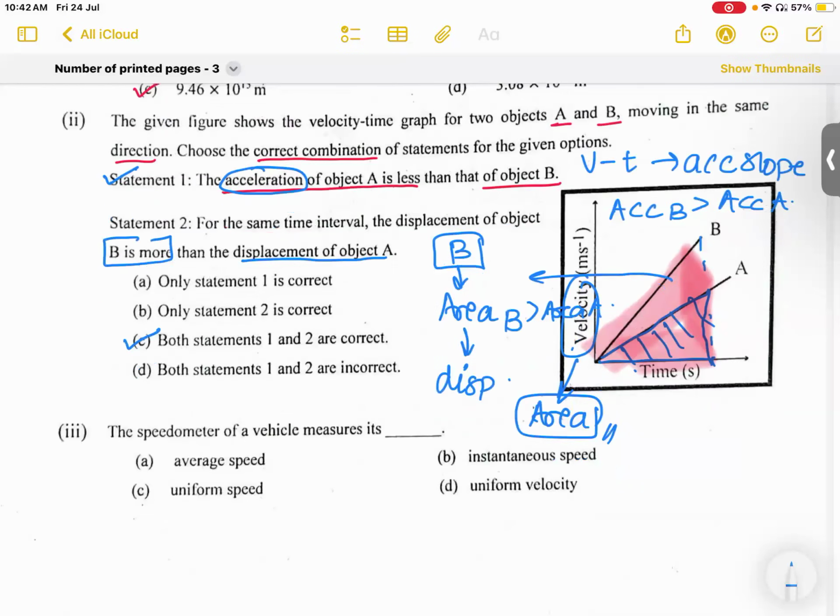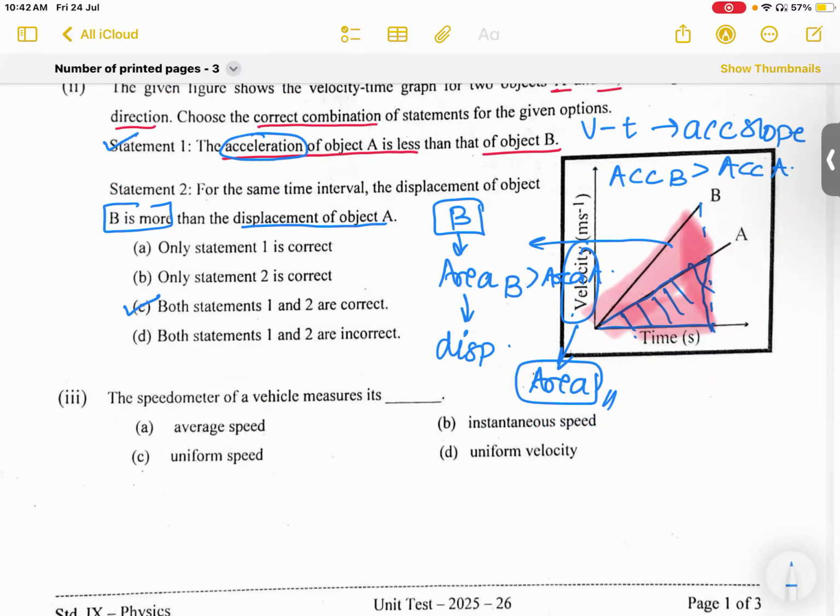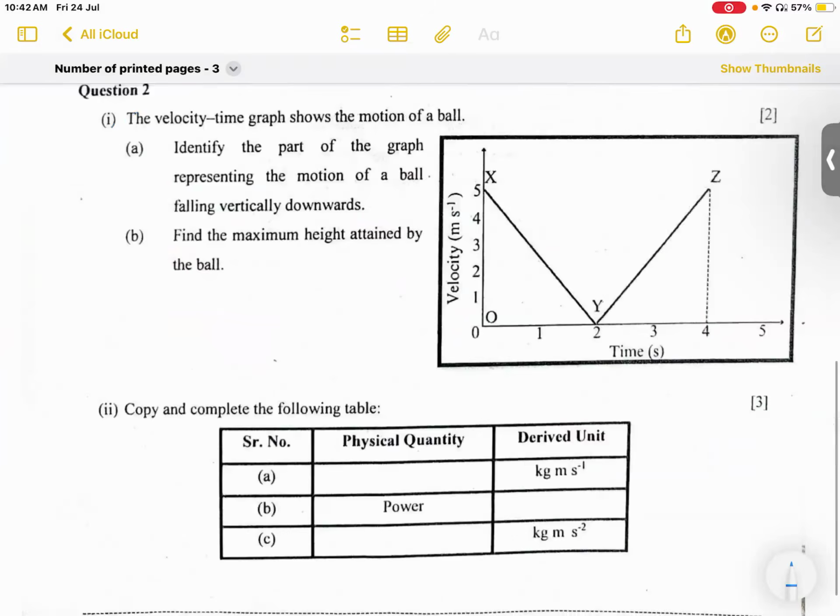Okay. Next question. The speedometer of a vehicle measures its average speed? No. Uniform speed? No. Uniform velocity? No. It measures instantaneous speed. The speedometer shows the distance covered in a short interval with respect to time. So the speedometer measures instantaneous speed.